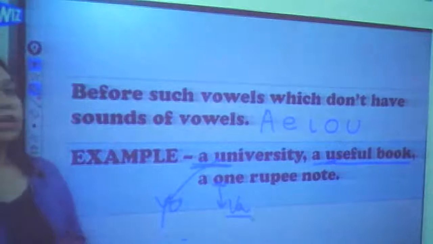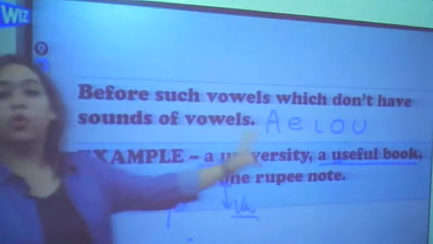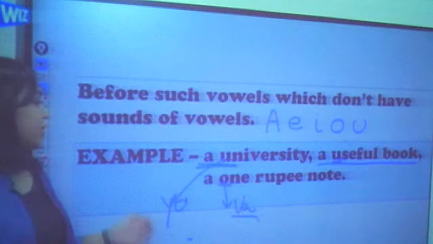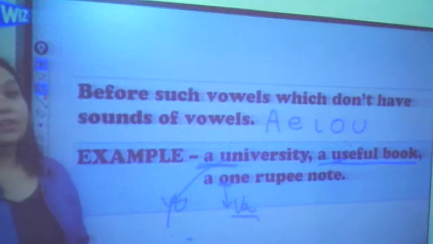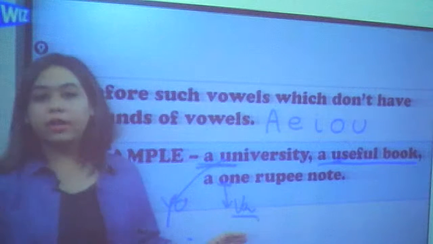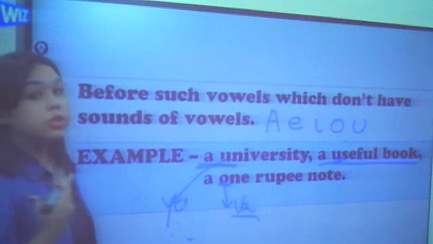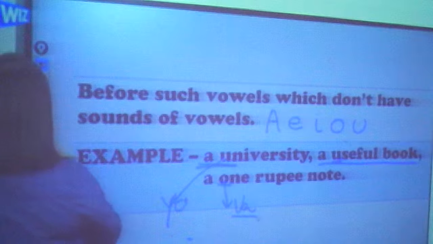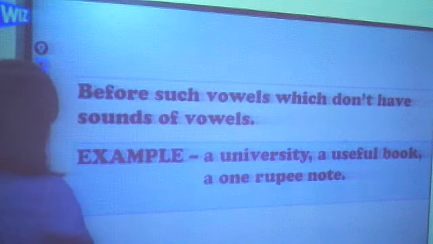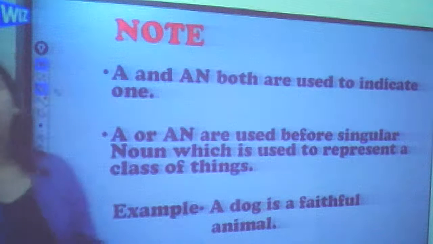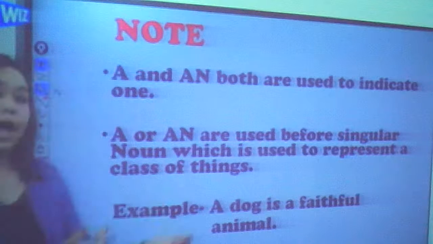You have to go by the sound. We cannot cram that wherever you see A, E, I, O, U, you put an. We cannot do it that way. It's always about the sound. I hope that you are clear with it: we are not going by just the words. We are going to listen to the sound and then apply the articles. I hope that it is clear to you. Let's move on.